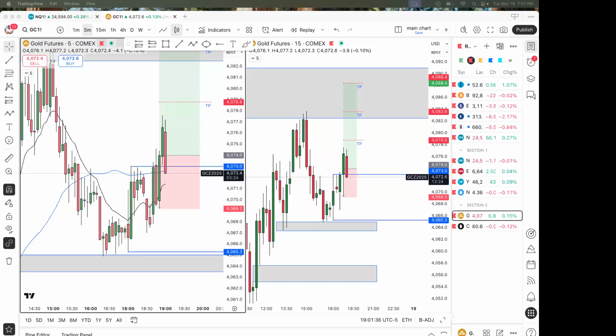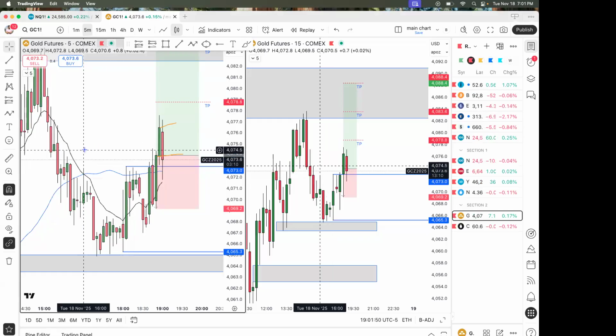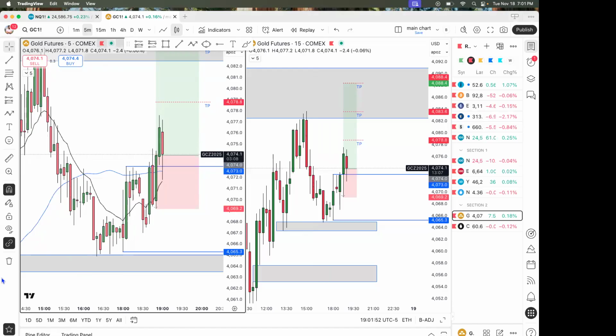So when you mean by the body, you mean once it surpasses this, you're getting in, or once it gets past this? When it passes the candle, because see, it's testing it, but it's not going back up yet. So when it turns back green and goes past the body of that closed candle, I'm gonna make my entry there, because then I know for sure it's not gonna fake out.